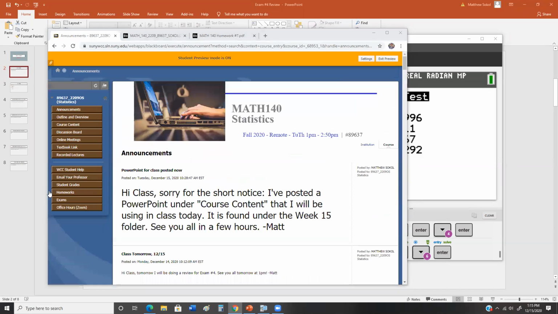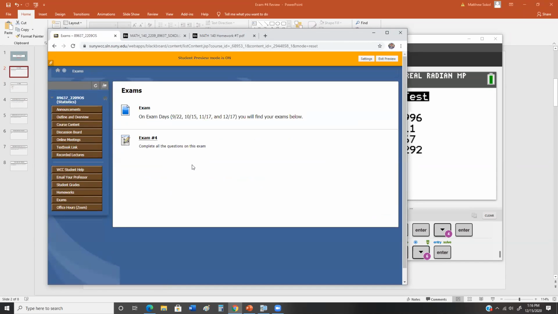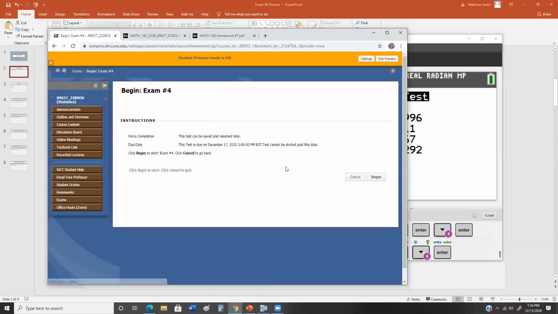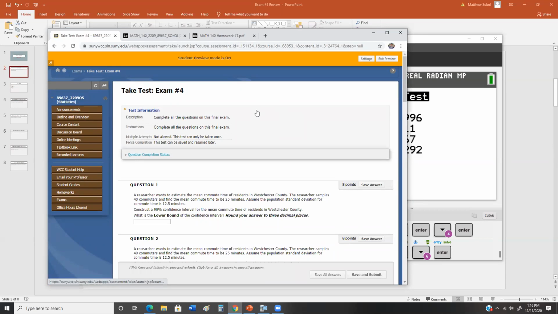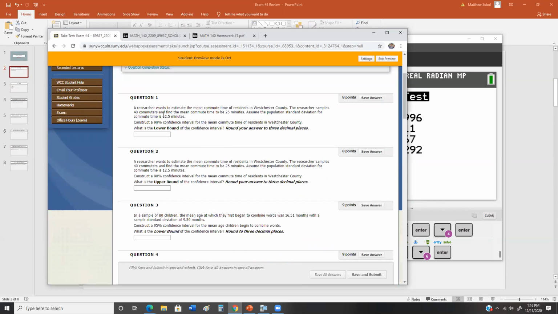Okay, good. All right. So your exam's a little different than the homework, okay? I'm just going to load up the exam and show you how you're going to answer the problems. Your exam's going to cover two types of topics: confidence intervals and hypothesis testing. Question 1 and 2 say construct a confidence interval. Pay very close attention to whether it's asking for the lower bound or the upper bound of the confidence interval, and to round to 3 decimal places.